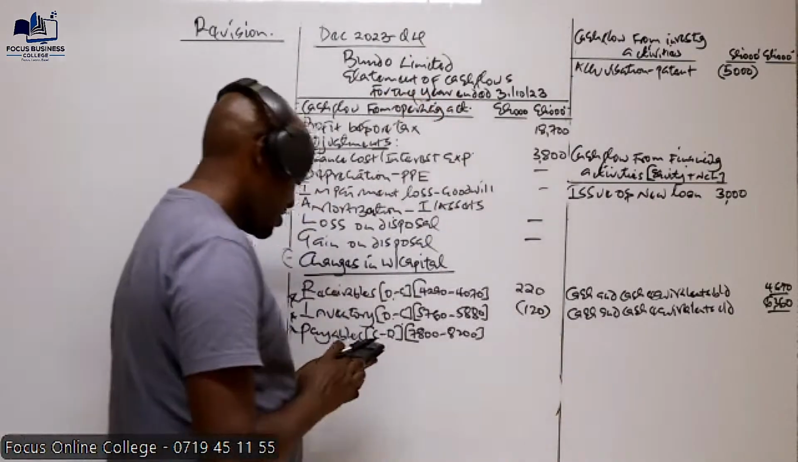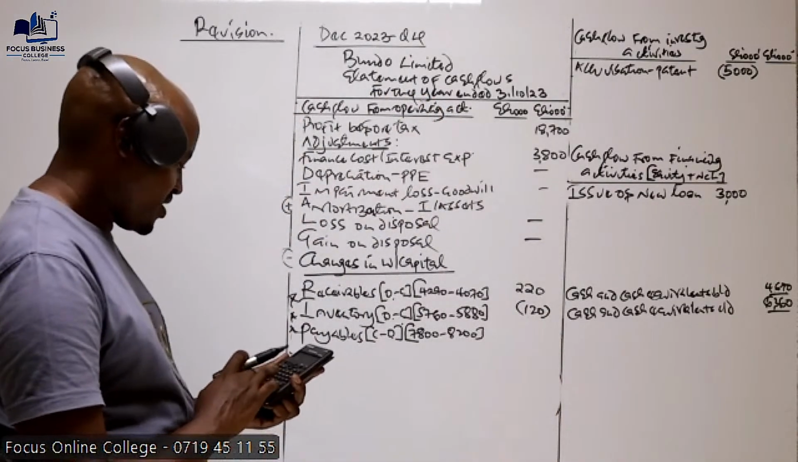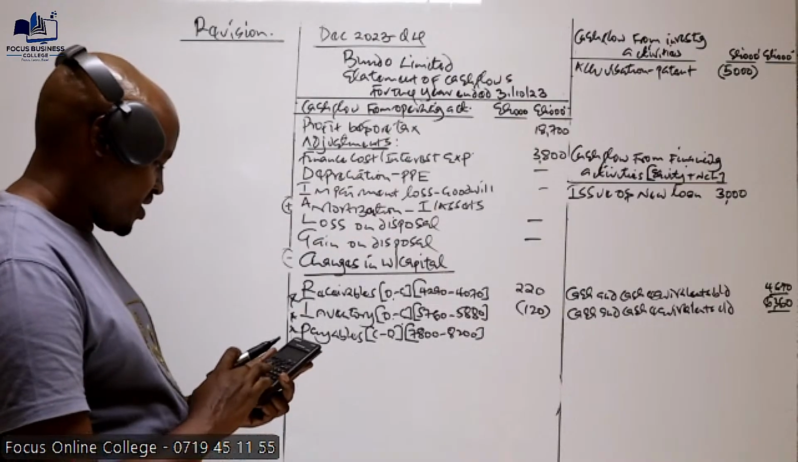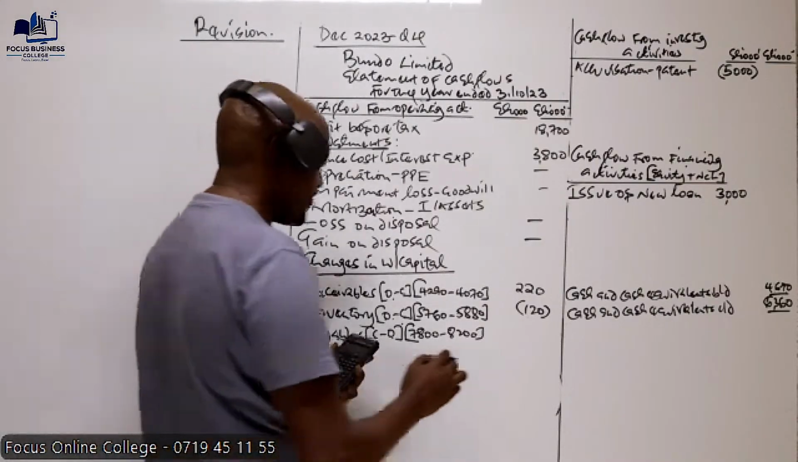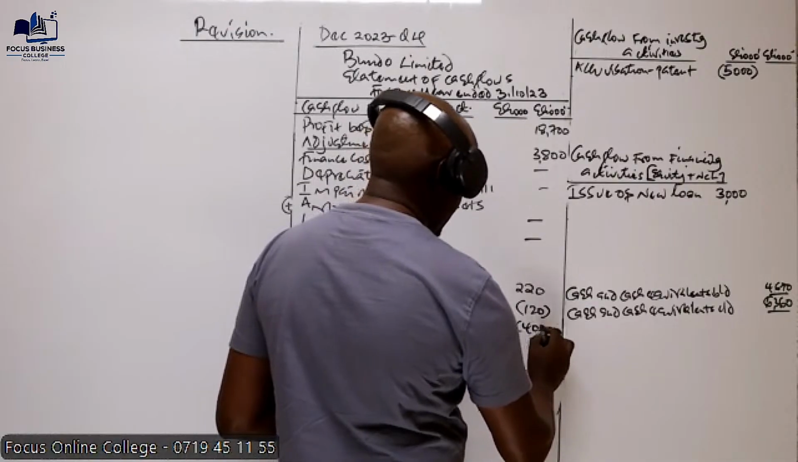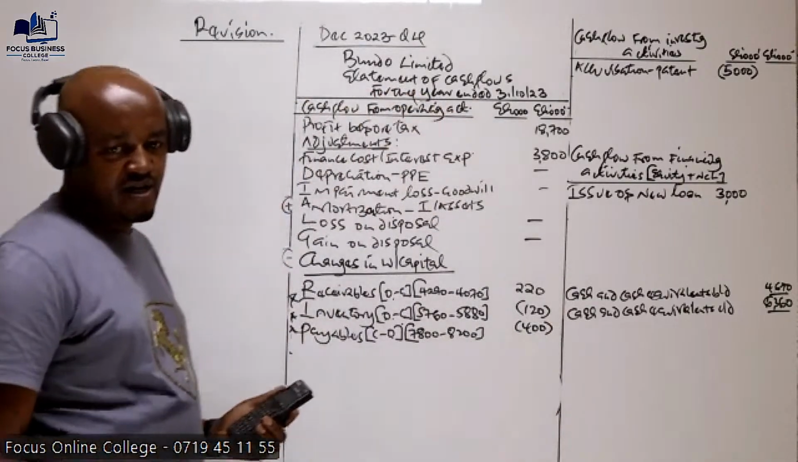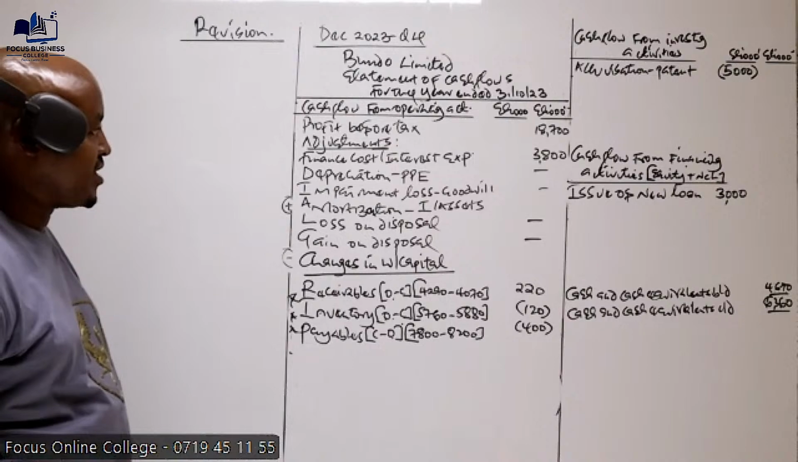Negative 120. And then we have payables. We have 78 minus 82, and that will give us negative 400. Negative 400 like that. Sasa? Yes, I think that's what we have.